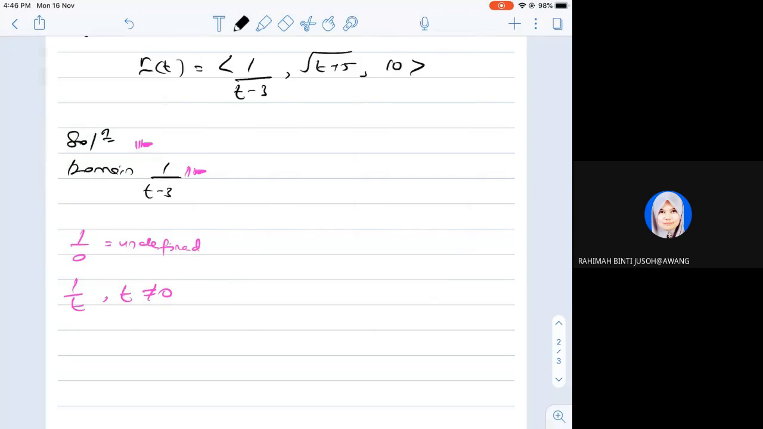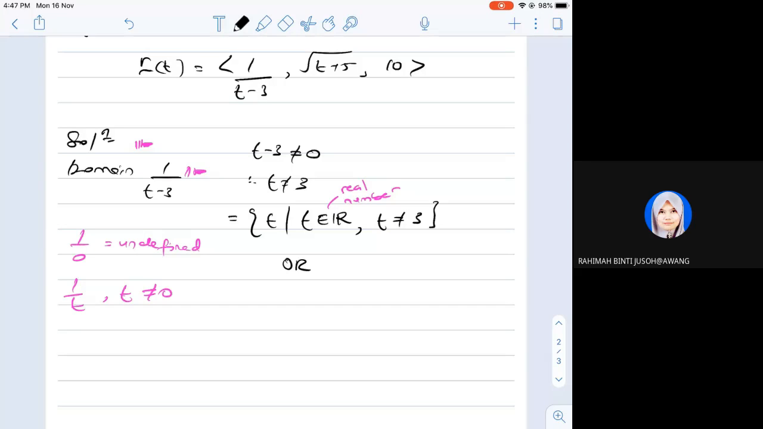So what we can do here for the domain of 1 over t minus 3, in our case, t minus 3 cannot be equal to 0, therefore t cannot be equal to 3. In another way, we can write the domain as the set of t such that t is an element of the real numbers, which means that t can be from negative infinity up to infinity, but t cannot be equal to 3. Or, in brackets, you can write from negative infinity up to 3, union 3 until infinity. You can write either this method or this method. If you are comfortable using sets, use sets. If you are comfortable using brackets, then you can use brackets.